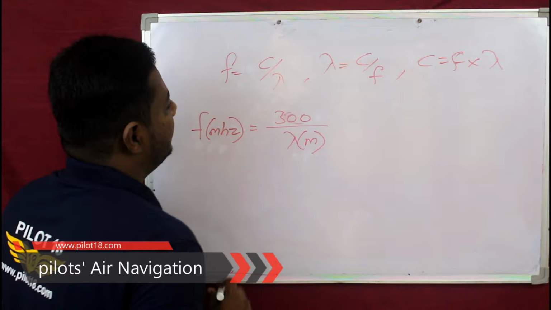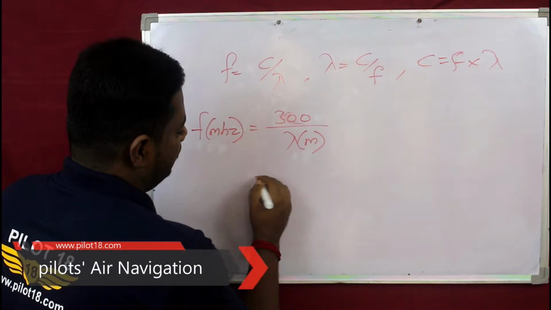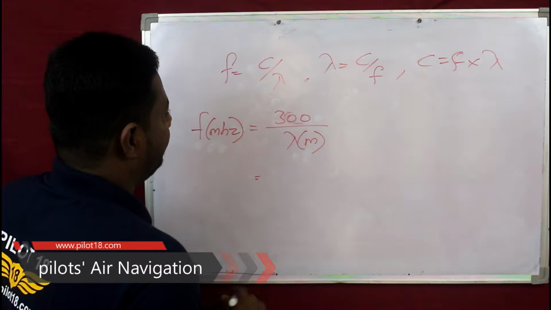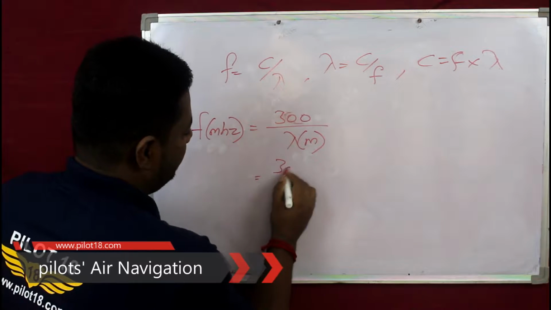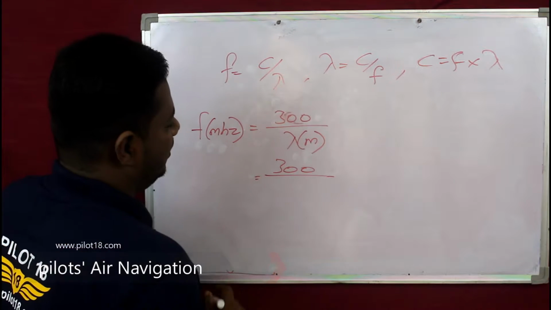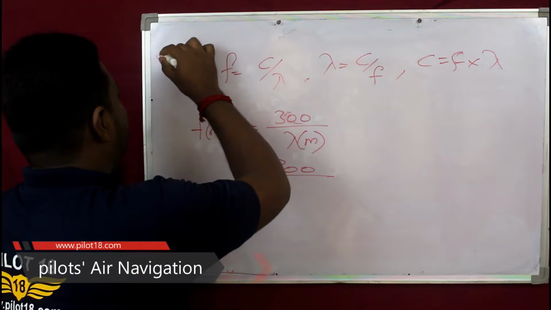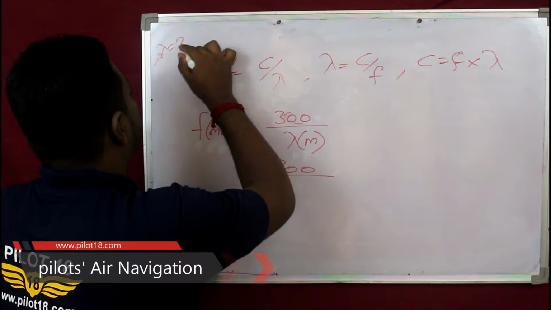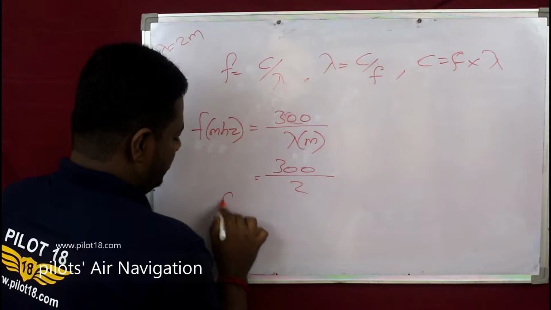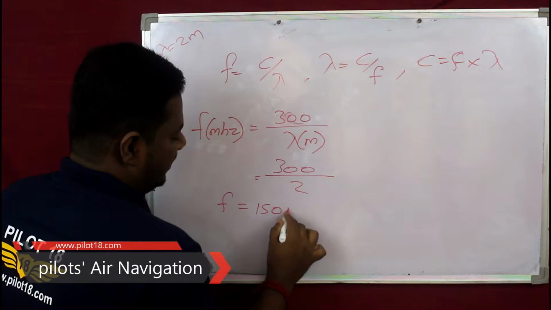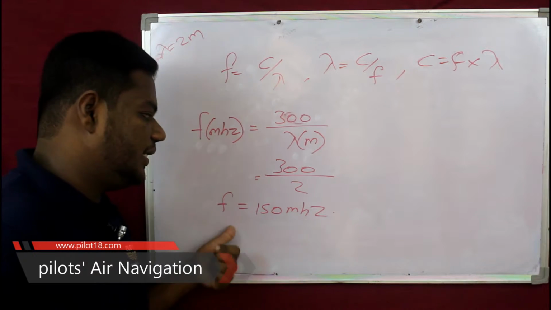So now let's say we have a wavelength of 2 meter. I'm sorry, if in the question they have given wavelength lambda as 2 meter, find the frequency. So 300 divided by 2, frequency is 150 megahertz. Okay. Now what is this megahertz?